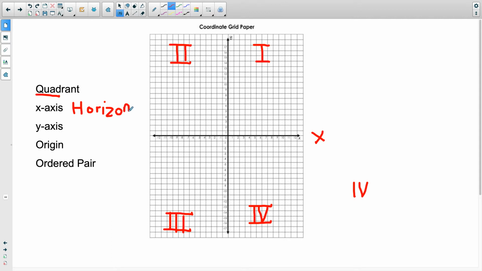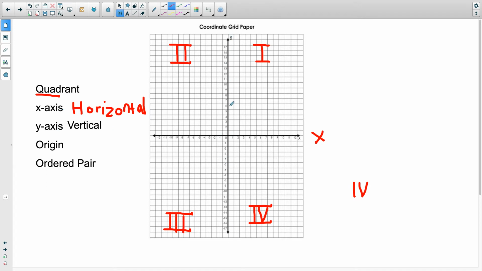Sorry, I'm writing horizontal. Took me longer to write than I wanted to. Probably be faster to type it. Like I said, our y-axis is vertical. You can see it's much faster to type it than to write it.